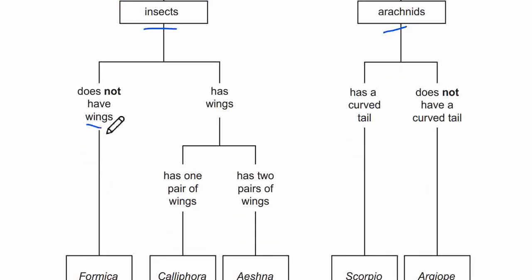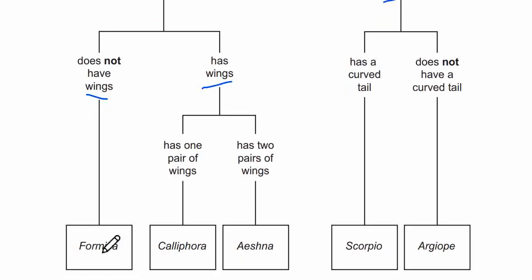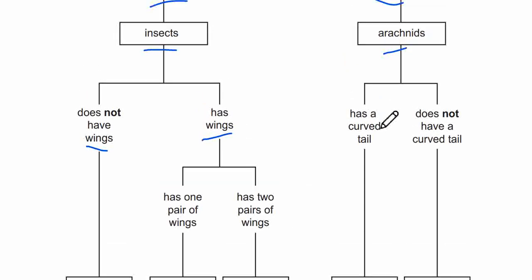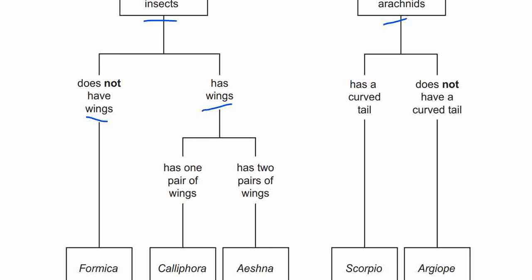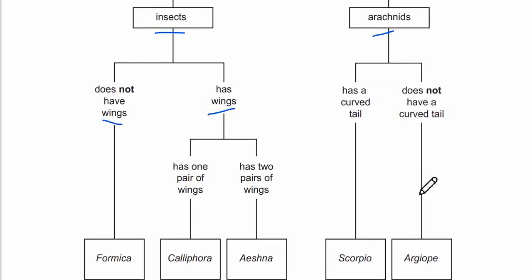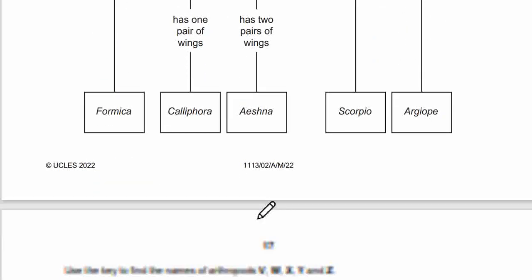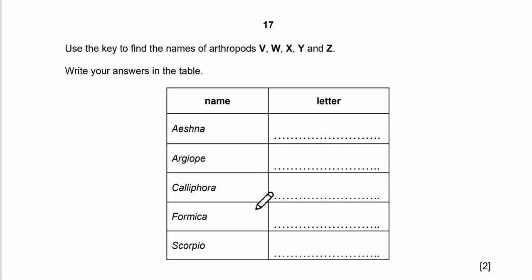Insects, some have wings, some do not have wings. So it will be Formica. Wings: has 1 pair of wings or has 2 pairs of wings. 1 pair of wings is Califora. 2 pairs of wings is Ashna. Here, has a curved tail. For arachnids, with a curved tail is a Scorpio, and without a curved tail is Argio. So let's fill the table according to the diagram.